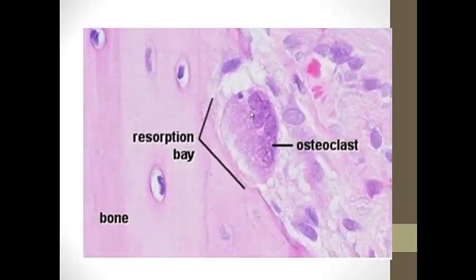Okay, and this is what the region of an osteoclast looks like. You can see that it has a large size, larger than the other two. It has multiple nuclei, and it tends to resorb the bone within the region of its immediate surroundings.